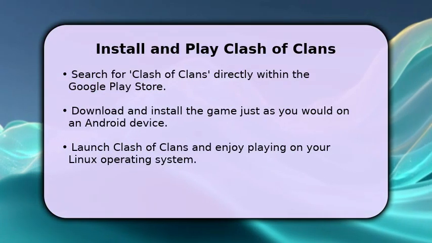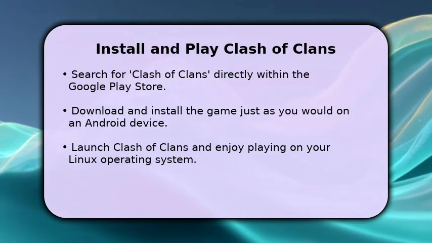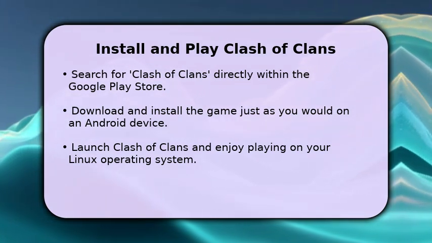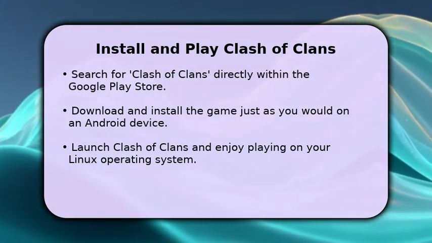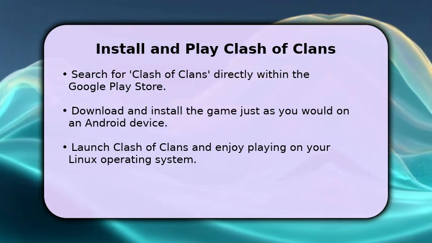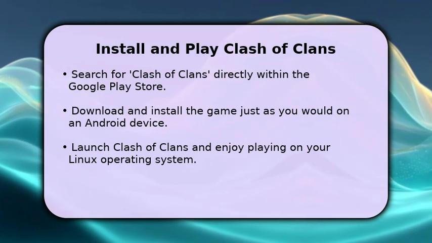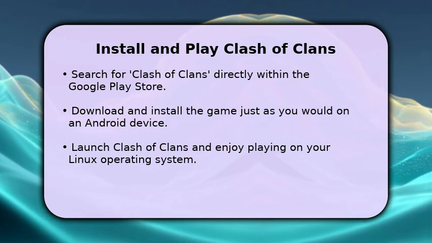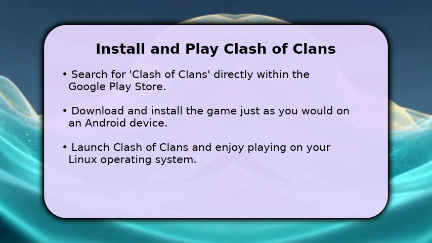With the Google Play Store ready, finding Clash of Clans is simple. Open the Play Store within your emulator, search for the game, and click Install. The download and installation process will be identical to that on any Android phone or tablet. Once installed, you can launch Clash of Clans and start building your village. Enjoy the game on your Linux machine.